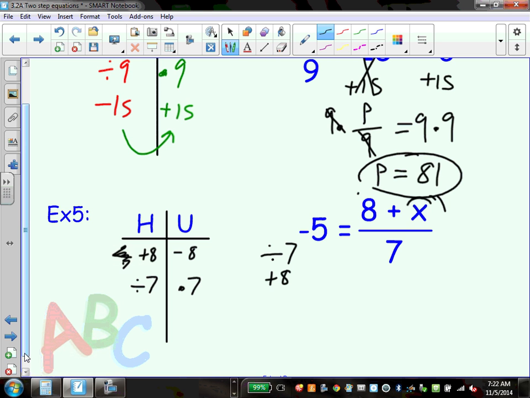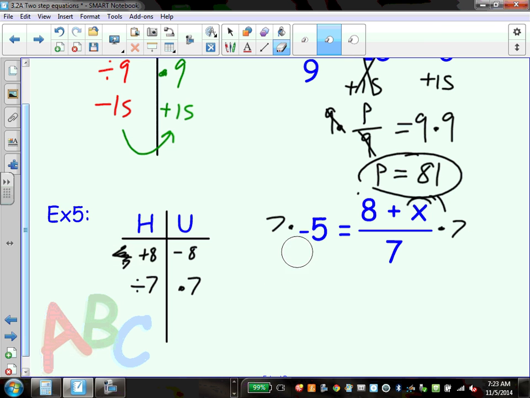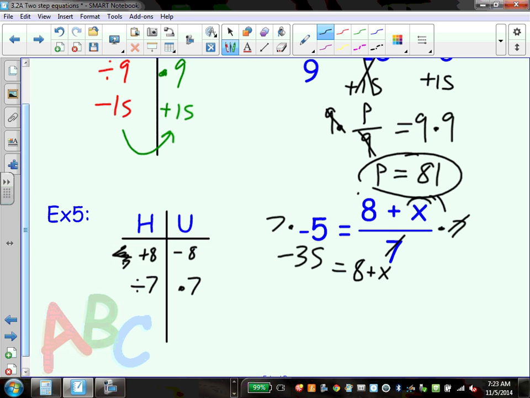First thing we're going to do is multiply by 7. Multiply by 7. When we do that, 7 times negative 5 is negative 35. And on this side, the 7's undo each other, leaving us with 8 plus x.